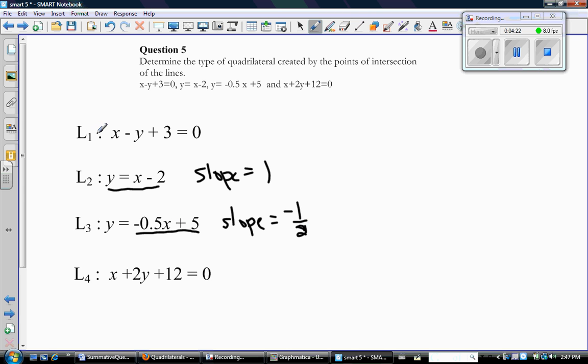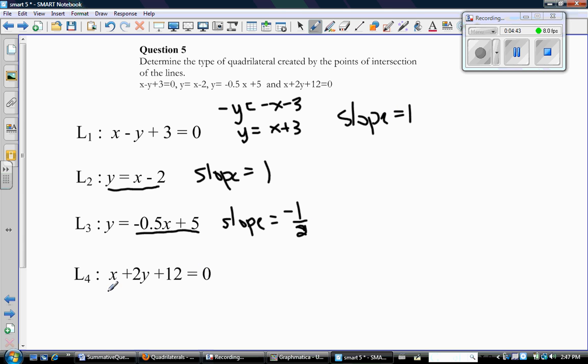So let's look at line number 1 and put it into slope-intercept format so we can tell you what the slope is. So I'm going to isolate the y term. So negative y equals negative x minus 3. Divide everything by negative 1. So there's line 1, and that gives us a slope equal to 1.